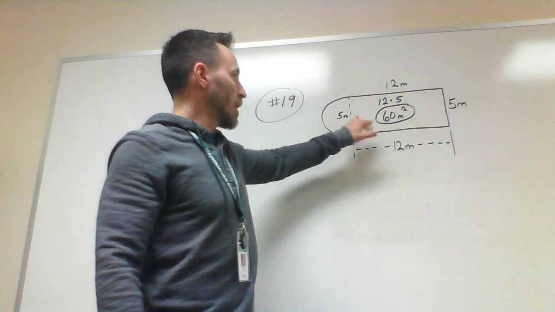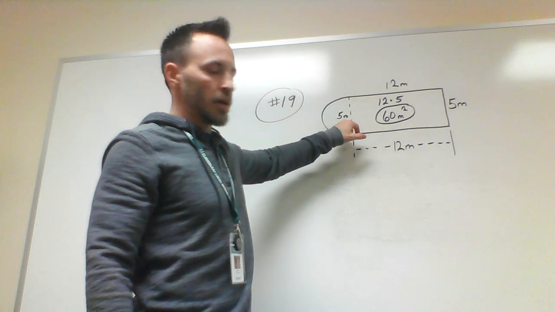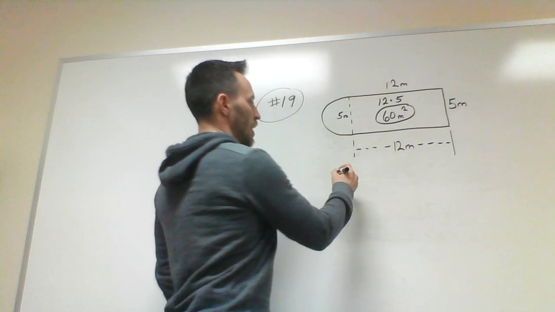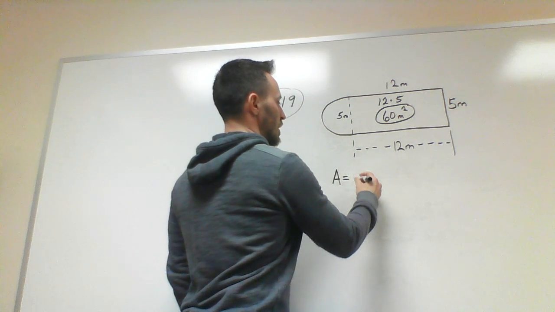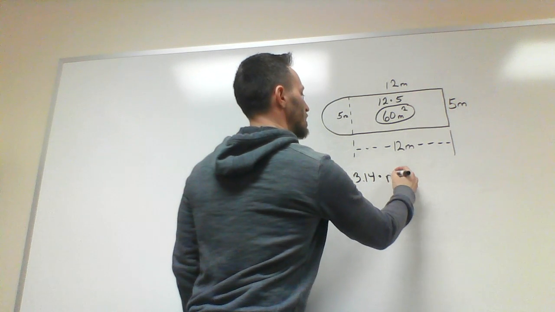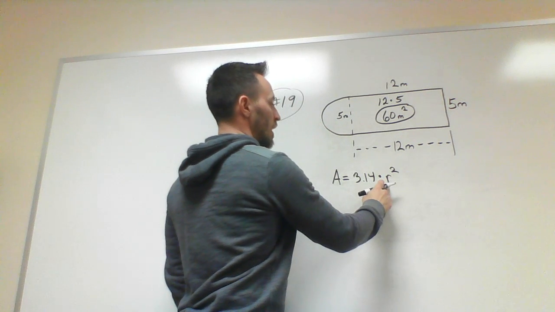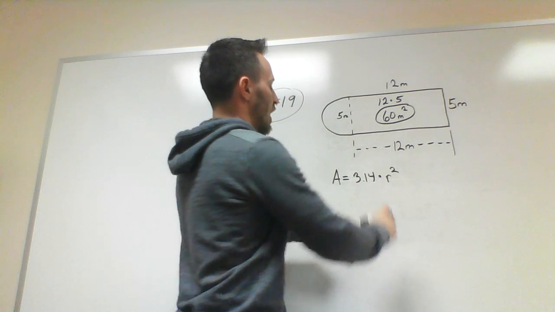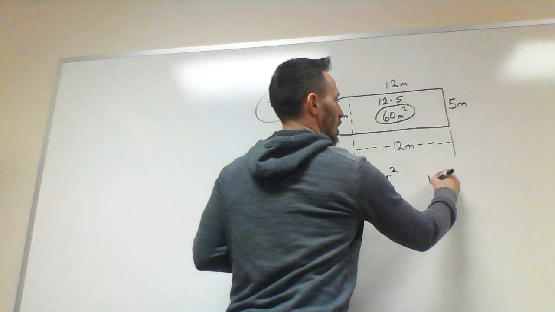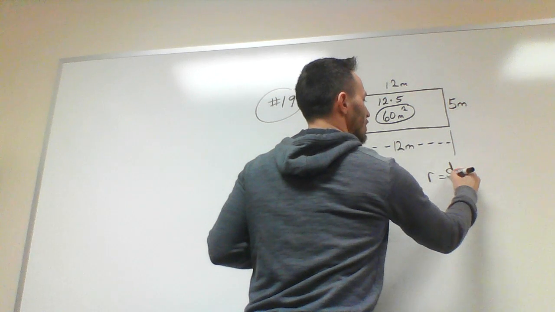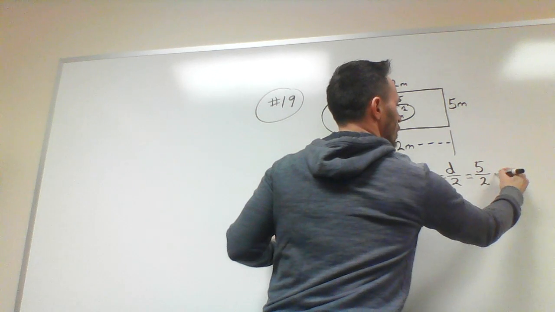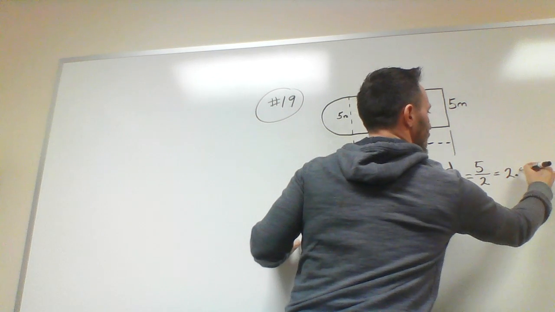So now that we know this one, we have to figure out the area of this shape here. Well, remember, they're giving us the diameter, but we know that the area of a circle is 3.14 times radius squared. So we need to figure out the radius. The way we do that is we take half of the diameter to find the radius. R equals D divided by 2. 5 divided by 2, which would equal 2.5.